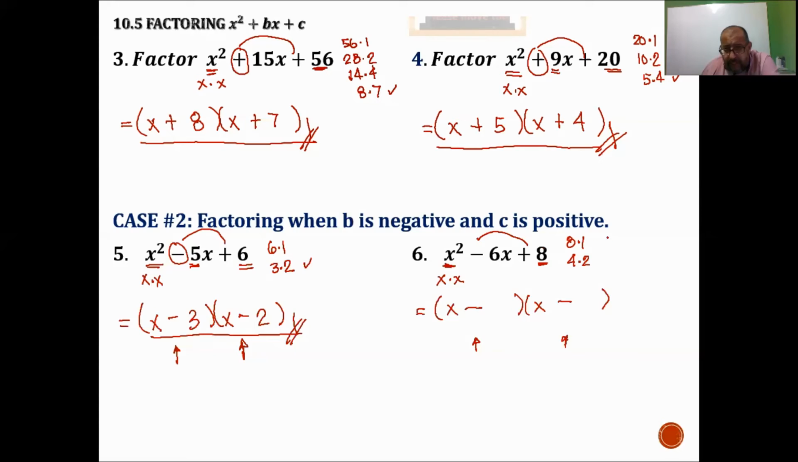Now, 8 plus 1 is equal to 9, 4 plus 2 is equal to 6, then this is the one that I really need for this one. So I copy x minus 4 and x minus 2, and that is the answer that we need, okay, as the factoring of x squared minus 6x plus 8.